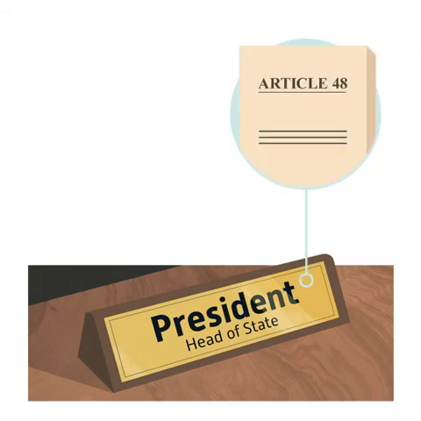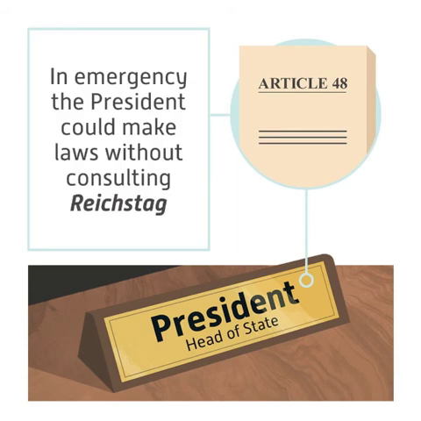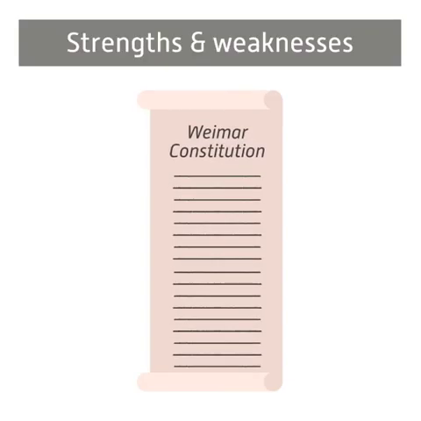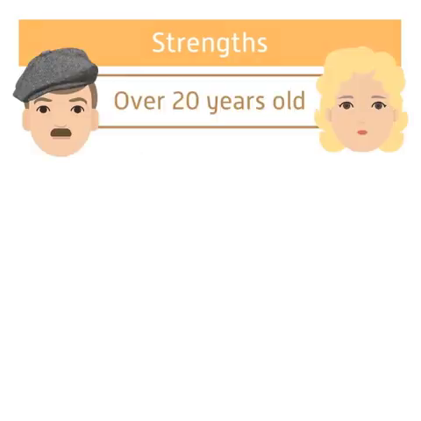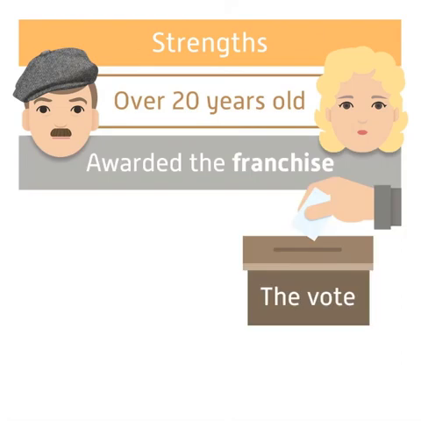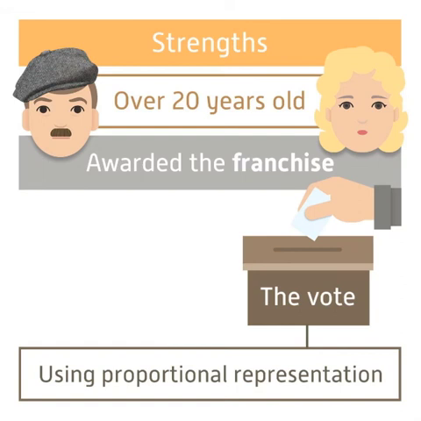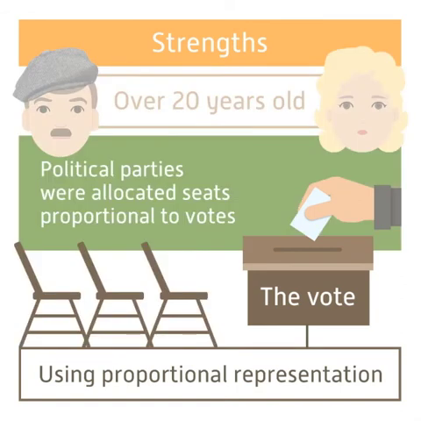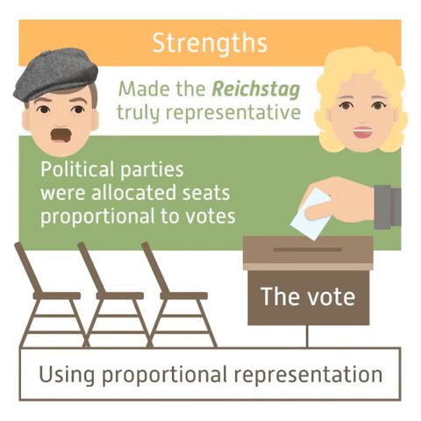The President was also awarded Article 48. The article stated that in an emergency, he could make laws without consulting the Reichstag. There were many strengths and weaknesses of the new constitution. Let's start by looking at the strengths. All men and women over the age of 20 in Germany were awarded the franchise, the vote. The decision to vote using proportional representation made sure political parties were allocated seats in relation to their proportion of votes. This made the Reichstag truly representative of what the German people wanted.